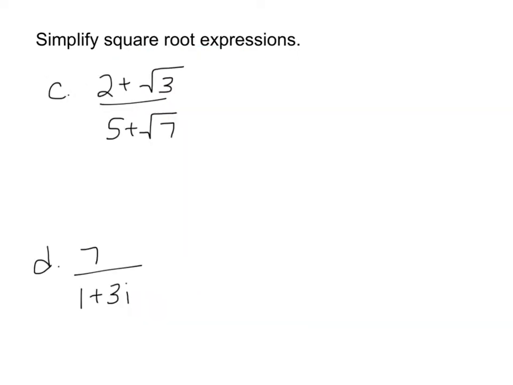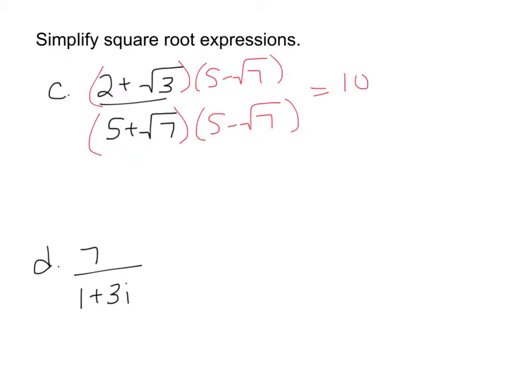Same thing on C. We want to undo that radical in the denominator, so we're going to multiply by the conjugate. We're going to have to multiply across the top, so 2 times 5 is 10. 2 times negative root 7 is negative 2 root 7. Root 3 times 5 is 5 root 3. And root 3 times negative root 7 is negative root 21.